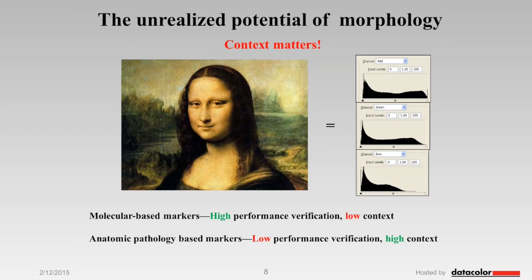You can say molecular-based technologies like transcription profiling have high performance verification, which means they are highly reproducible and very quantitative, but they don't deliver the context. Anatomic pathology is exactly the other way around: you have low quantitative assessment, but high context. So what has to happen is to transform pathology into a quantitative science, so that you have high performance verification and high context at the same time.